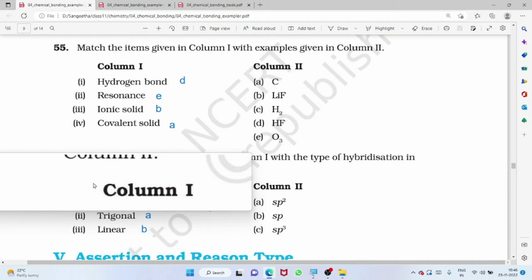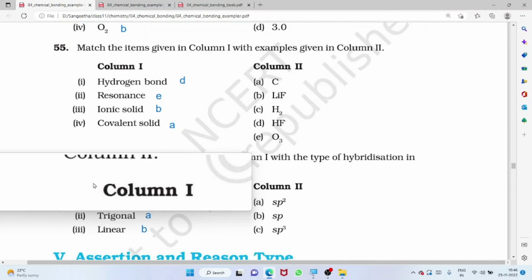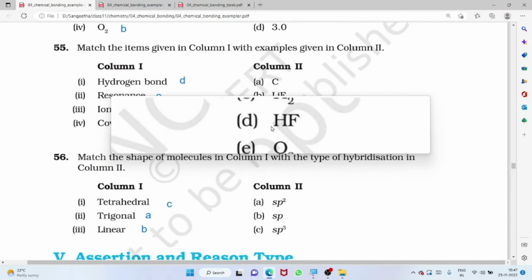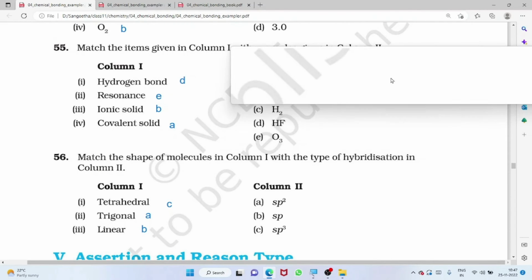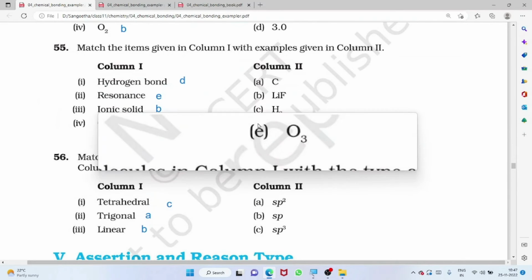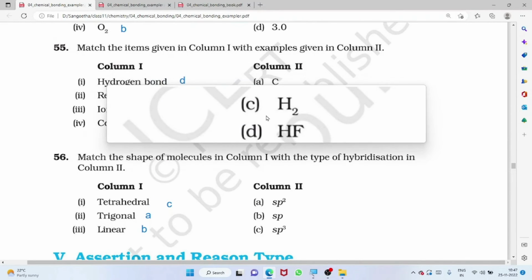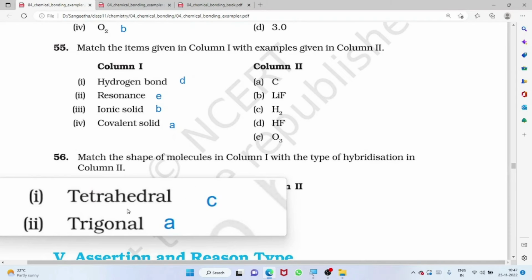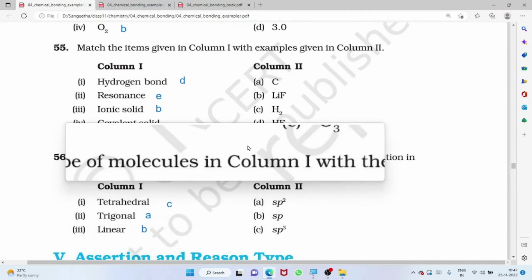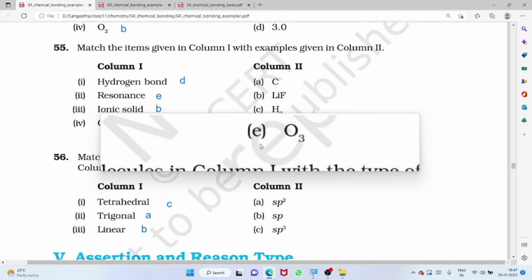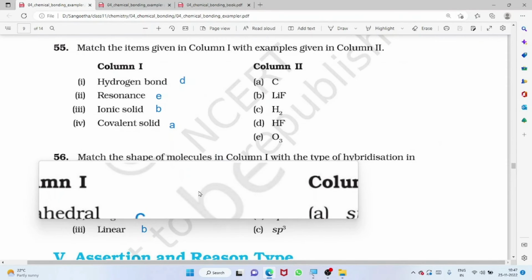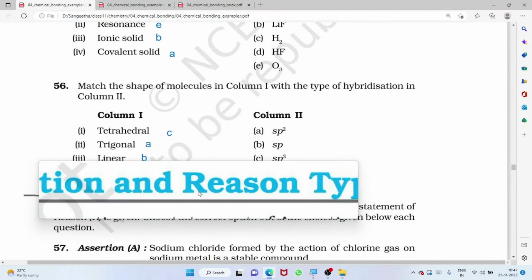Match the items. In the column, the example is given: the hydrogen bond. Hydrogen bond is HF. Fluorine, N, O, F: nitrogen, oxygen, fluorine form hydrogen bonds. So here F is there. Resonance: it has this Lewis structure resonance for the ozone molecule. Ionic solid, this one. Covalent bond, carbon.